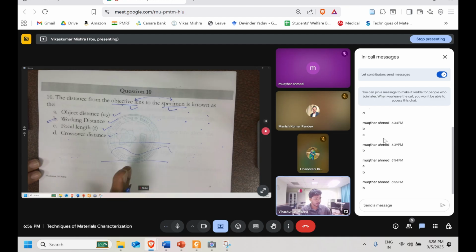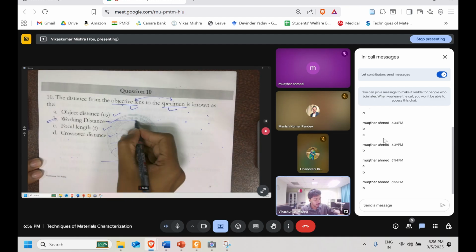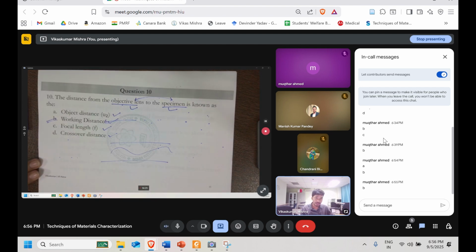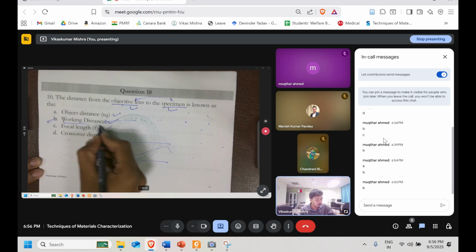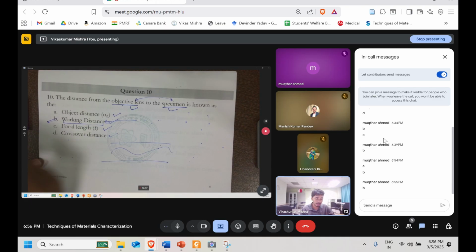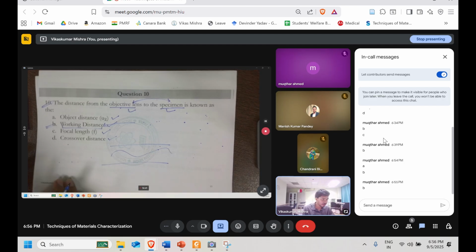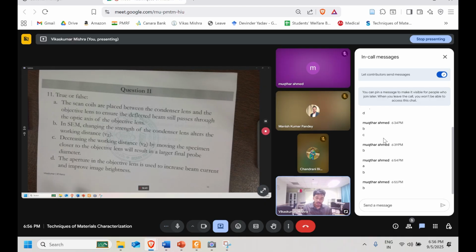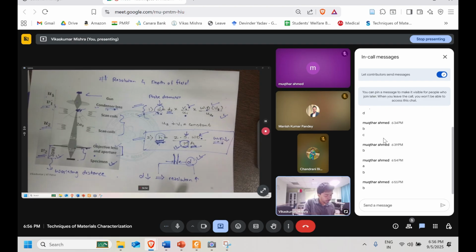So by playing with the working distance, you can get the image. The strength of the operator lies in how and when they change this particular working distance, and also the strength of the condenser lens. Okay, now let's try to solve question 11. But before that, I should tell you one thing.